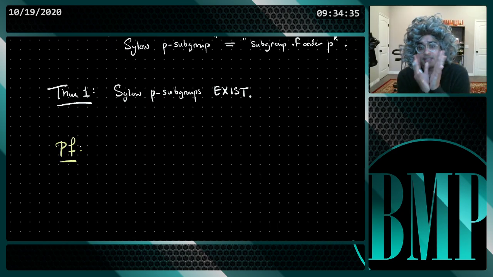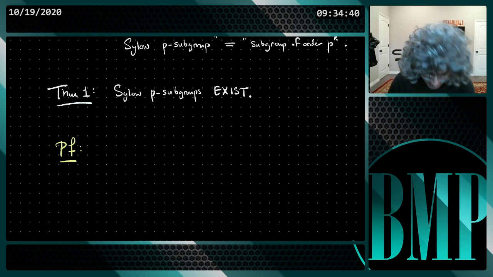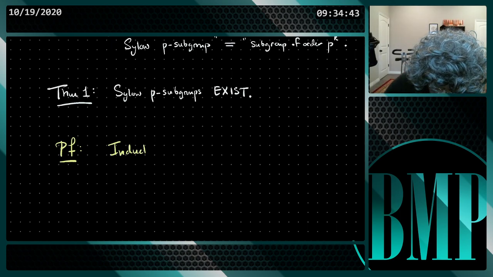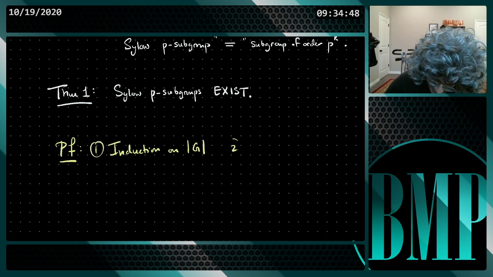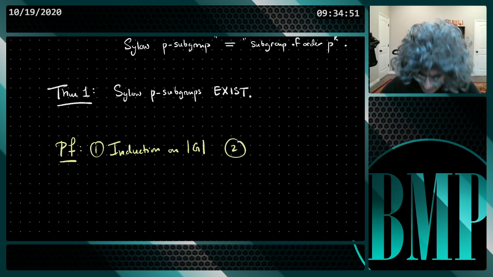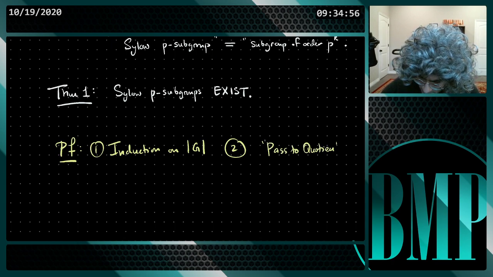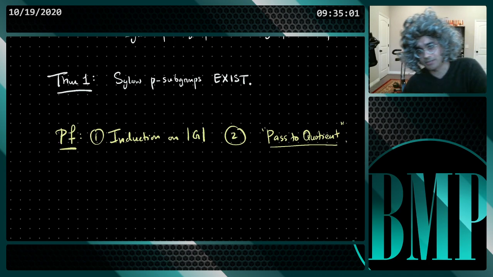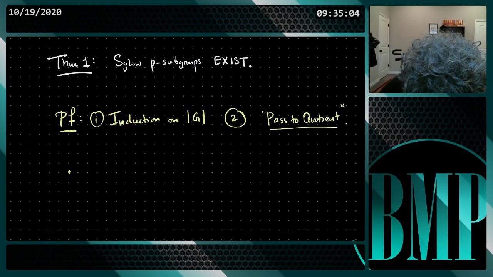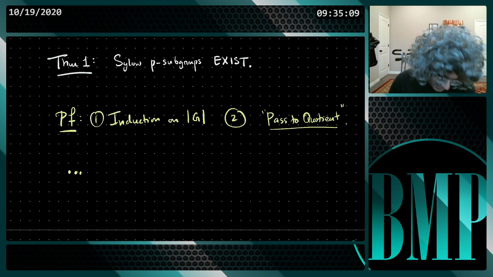was some inductive argument on the size of G. So the proof was induction on the size of G. There are 2 ingredients, and the second ingredient was the pass to quotient idea. So we're in the second part. We've done some stuff, which I ask you to watch in the previous lecture. We had come to a conclusion. We had come to a fork in the road.